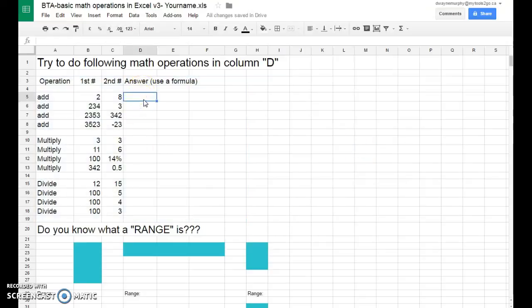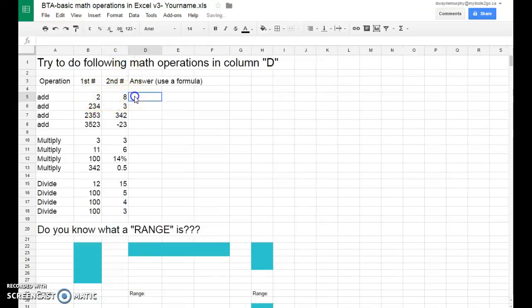Okay, so look at this. If you wanted to add these two numbers, 2 plus 8, you probably know that is 10. But some people that are new to Excel do it this way. I'm going to highlight that cell and say equals. Now I'm going to do it the wrong way: 2 plus 8. 2 plus 8 is 10. Now I'm going to hit enter, and it says 10. You could say, Dwayne, that's easy.